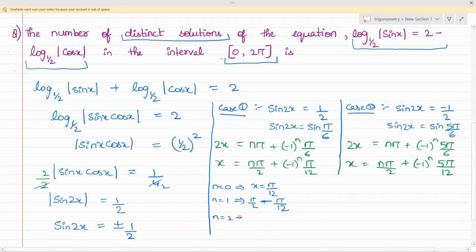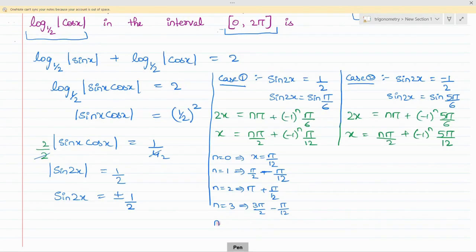If n equal to 2, it becomes pi plus pi by 12. N equal to 3, 3 pi by 2 minus pi by 12. If n equal to 4, it becomes 2 pi plus pi by 12.